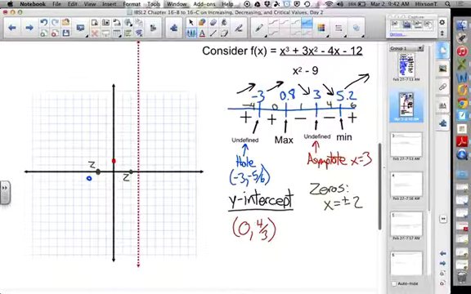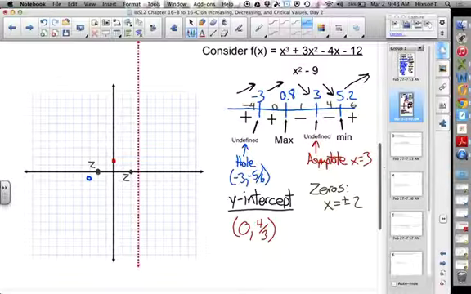Now, 2 more actual points that I need, and then I'm going to use my sign diagram to help me sketch everything else. Our max is going to occur at 0.8 something. So this is where your calculator comes in handy. If I plug 0.8 into the original function, what do I get? Someone else could work on 5.2 to get our min point.